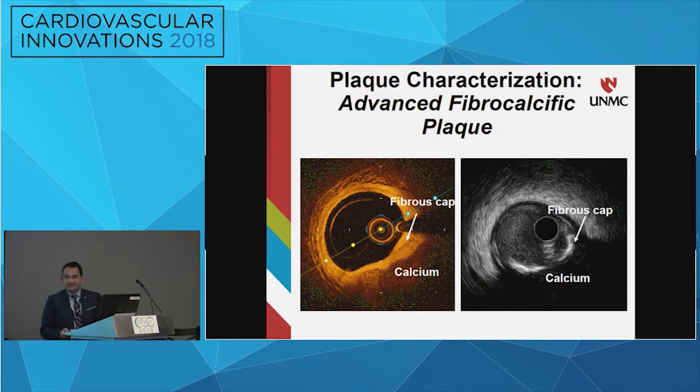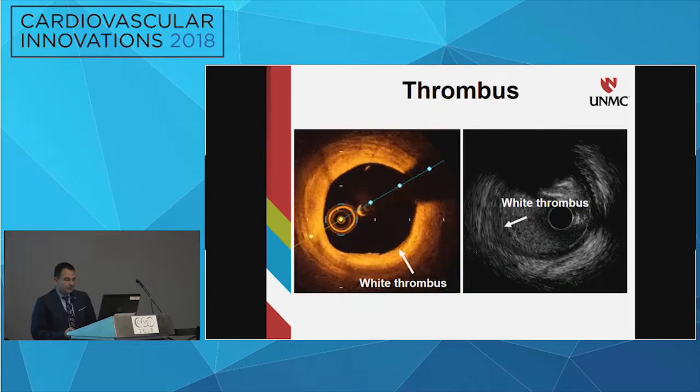This is a fibrocalcific plaque, a thick fibroscar by OCT and by IVUS, one-to-one correlation, and then the chunk of calcium here, well defined, separated from the fibroscar by OCT, and shown as a shadow behind a very bright structure on the high-definition IVUS.